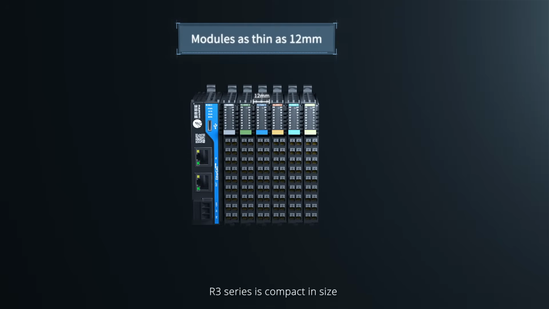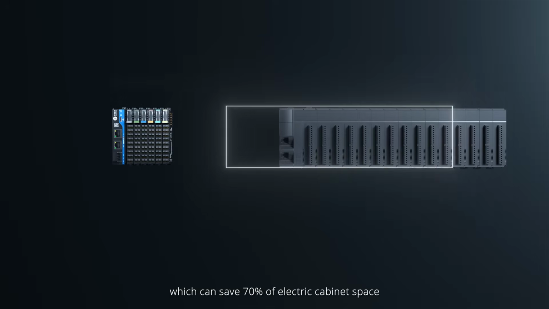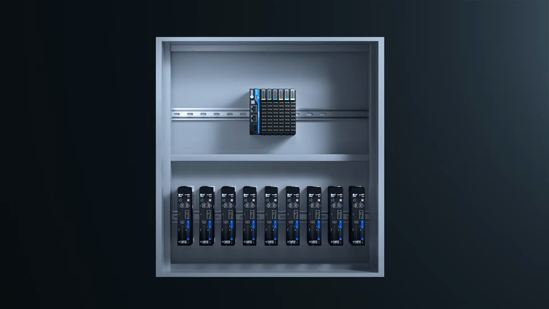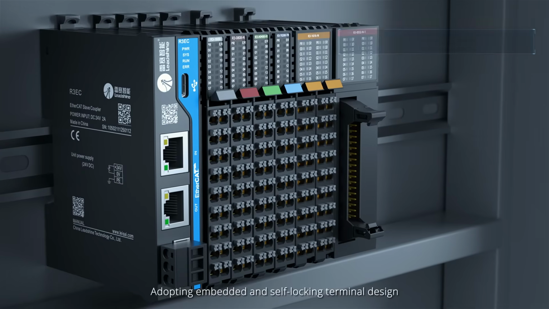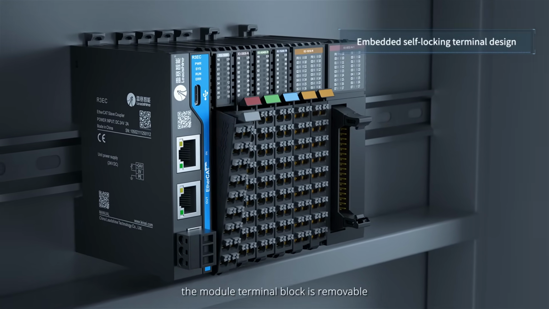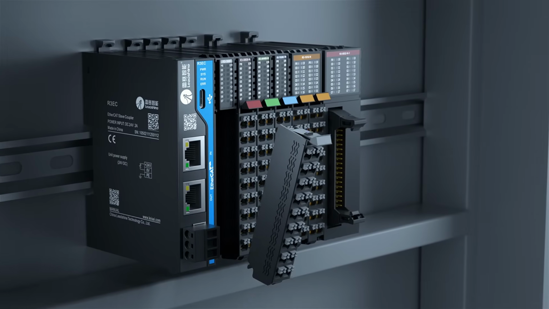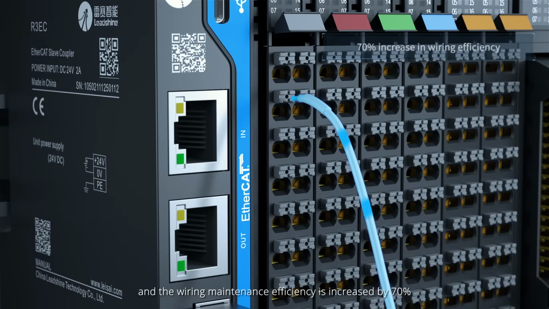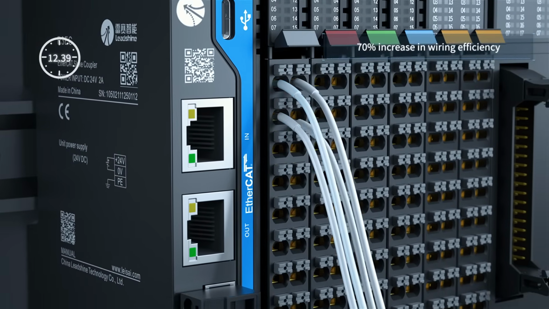R3 series is compact in size, which can save 70% of electric cabinet space. Adopting embedded and self-locking terminal design, the module terminal block is removable, tool-free wiring, and the wiring maintenance efficiency is increased by 70%.